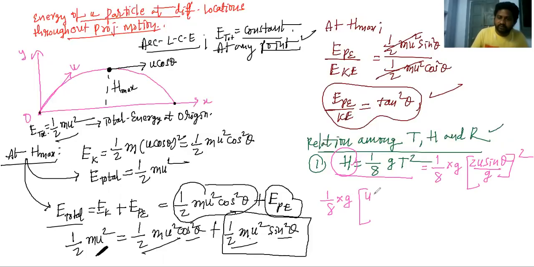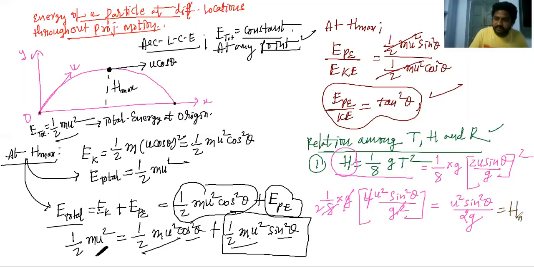So that is 4u square sine square theta divided by g square. Okay, so one g cancels. So this is a 4 and this is 2. So what is remaining, my dear students, here? Numerator it is u square sine square theta divided by denominator 2g. Is it maximum height? Yes, this is an expression for maximum height. So this relation is correct.